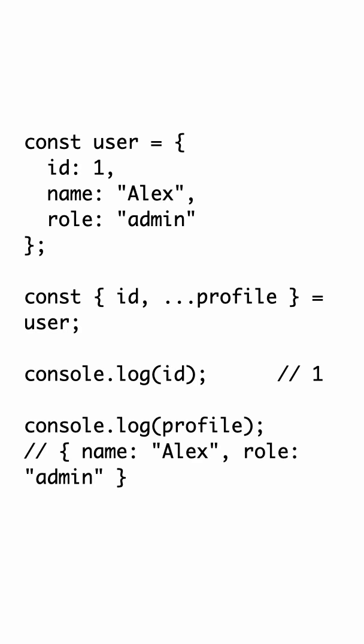Then, all of the properties that are not ID are put into a new object named profile. In this example, those properties are name and role. Keep in mind that profile creates a new object, and the original object is unchanged. I'll show you destructuring again in rule number 15.